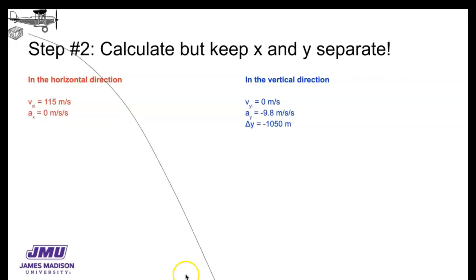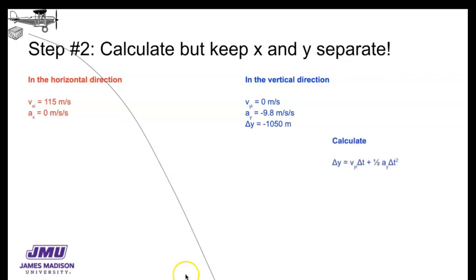Okay, so I want to calculate the amount of time it takes to hit the ground. Do I have enough information to do this? I don't have a whole lot of information in the x direction, but I actually have a good amount in the y direction. I think I could use that equation that does not have v final anywhere in it.